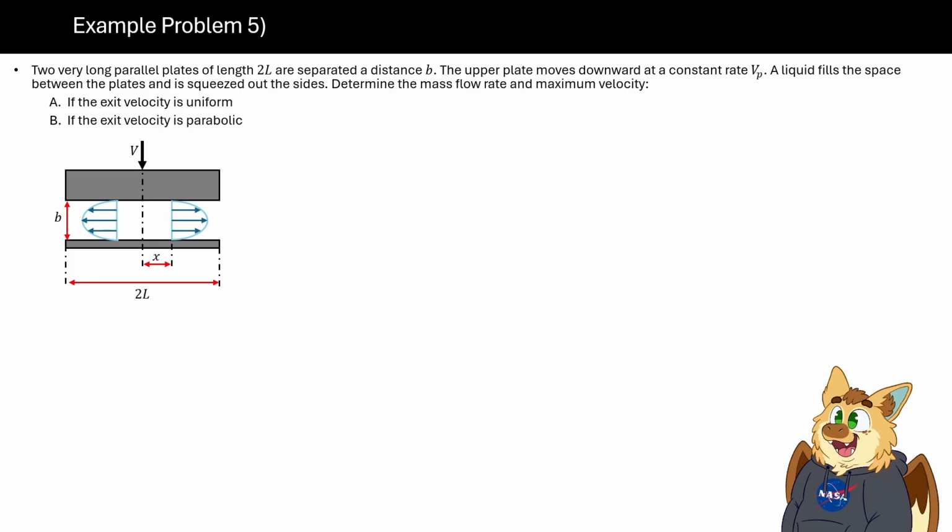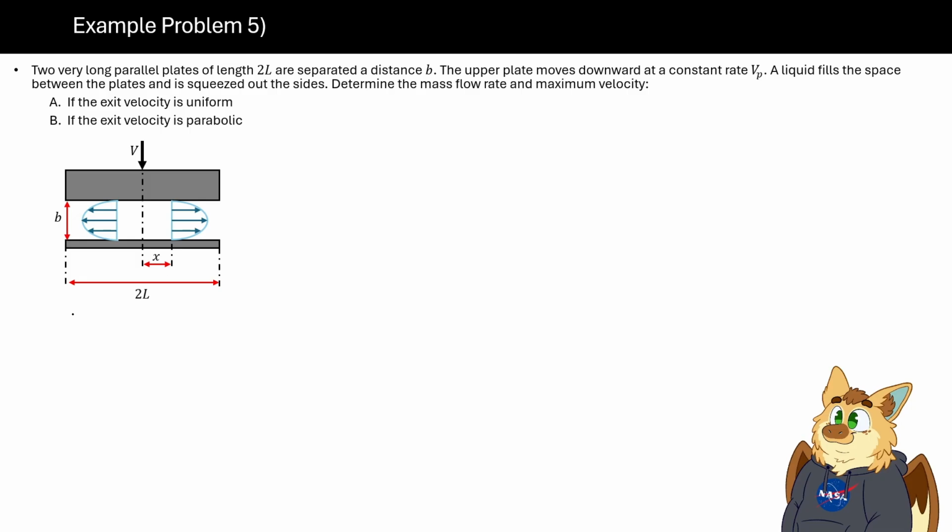Two very long parallel plates of length 2L are separated at a distance b. The upper plate moves downward at a constant rate Vp. A liquid fills the space between the two plates and is squeezed out of the sides. Determine the mass flow rate and maximum velocity if the velocity is uniform and if the velocity is parabolic.